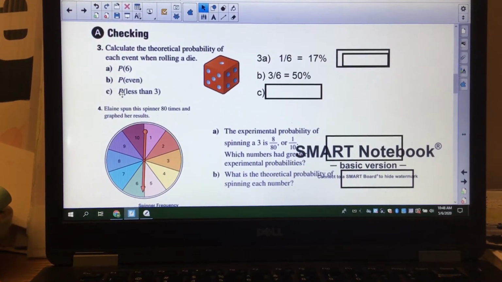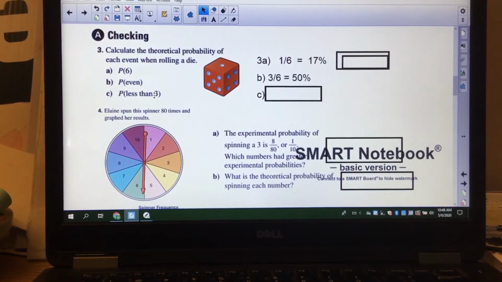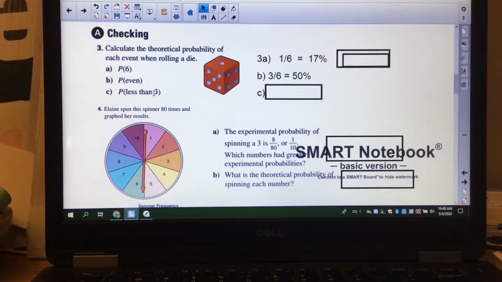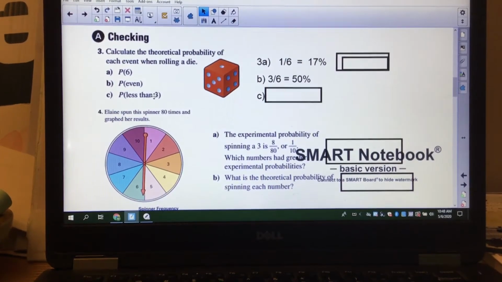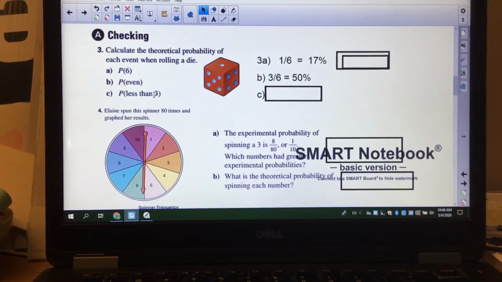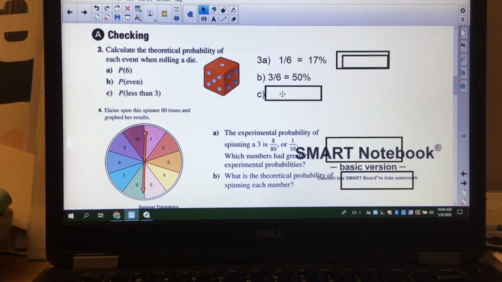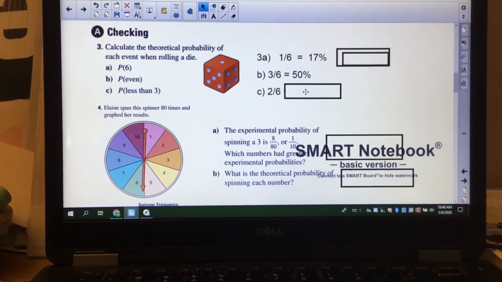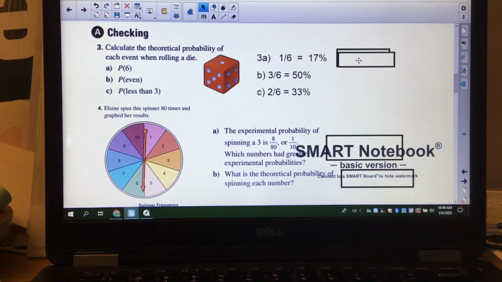Let's look at C. The probability of getting less than a 3. It's not including 3, it's less than 3. If I think about a die, 1 and 2 are less than 3. That's only 2 of the outcomes out of 6. 2 out of 6 is 33%.